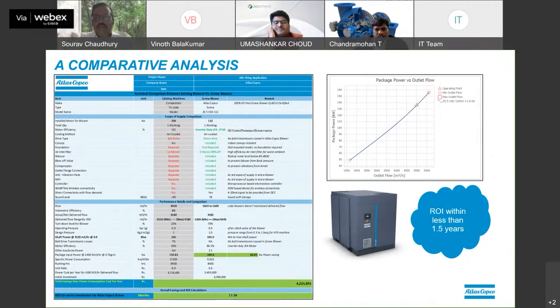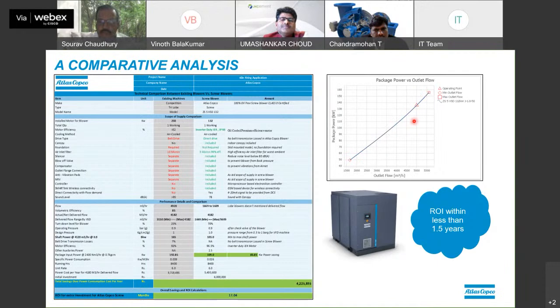Let's say we are talking about a 5,000 meter cube, 0.9 bar application. The existing tri-lobe machines have a 250 kilowatt motor. That same can be replaced with a 132 kilowatt screw blower. The difference is mentioned here. I will not go line by line, but the graph here shows the range of operation of the flows. You can see the minimum flow is as low as 1,600 meter cube. It can go as high as 5,600 meter cube. So from 1,600 to 5,600 meter cube, that's a wide turn-down range that we have.